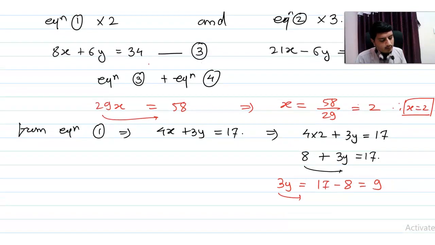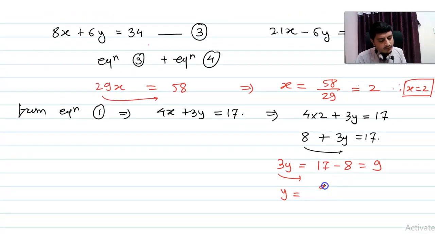To evaluate now the value of variable y, shift that 3, which is a multiplier. After shifting, it will become a divisor to 9. 3 3s are 9. So 9 divided by 3, we are getting 3. So the value of variable y is 3.